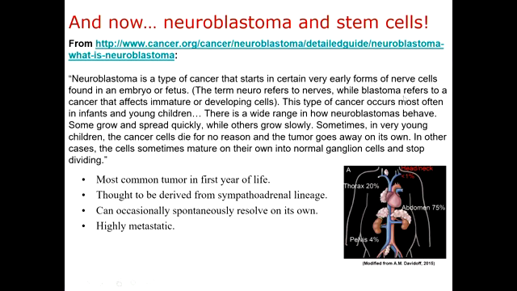This is a tumor that starts in very early forms of nerve cells found in embryos or fetuses. Neuro for nerves, blastoma, a cancer that affects immature or developing cells. Here's what's really interesting about this. Sometimes in very young children, these cells die for no reason and the tumor goes away on its own, and that's not well understood. So if we know a tumor can go away on its own, what if we can understand it?